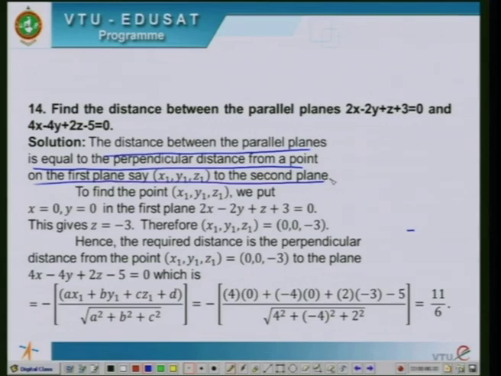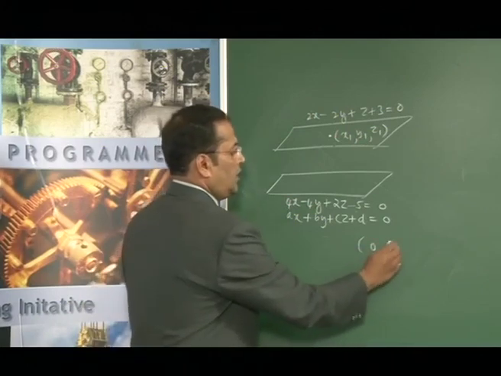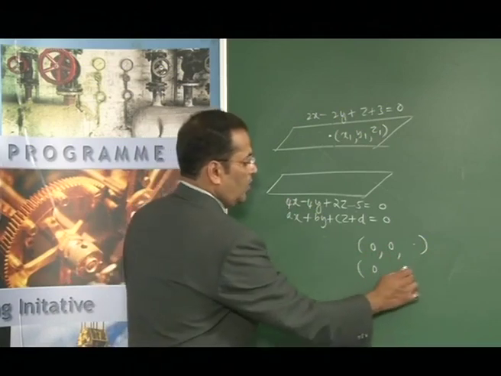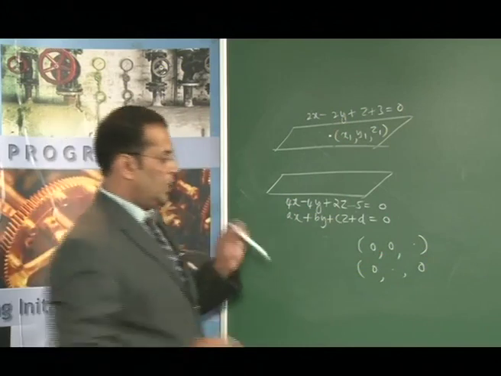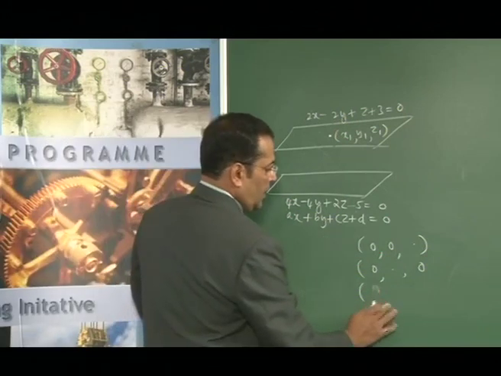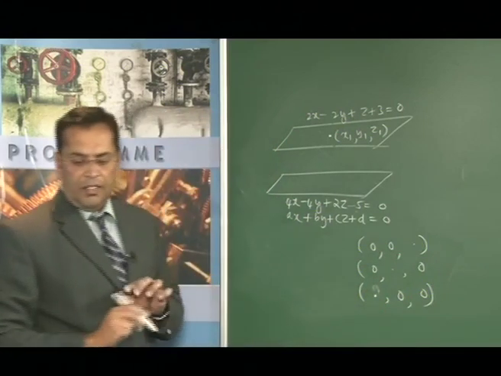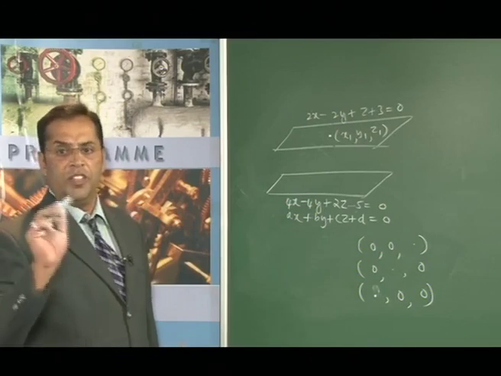Option 1: put x equal to 0 and y equal to 0. So the first two coordinates are fixed, find z. Option 2: put x equal to 0, z equal to 0 and find y. Option 3: take y equal to 0, z equal to 0 and find x. Now, we are looking at the first option, but anyway, all options should give you the same answer.